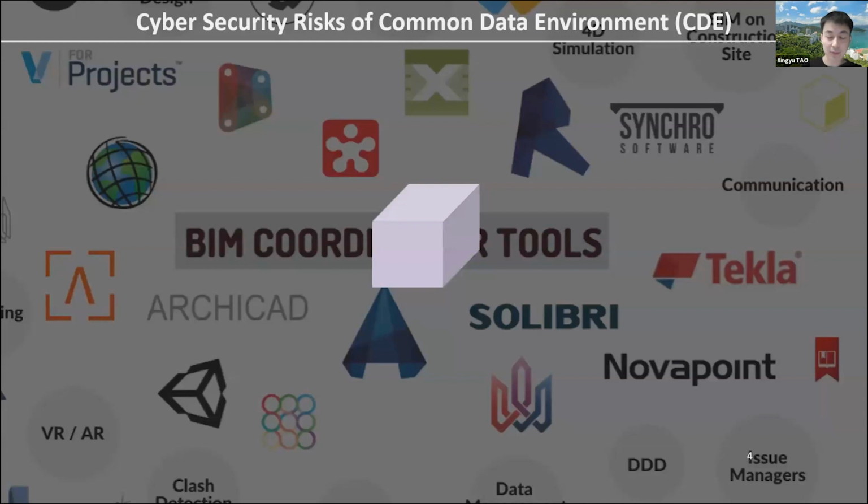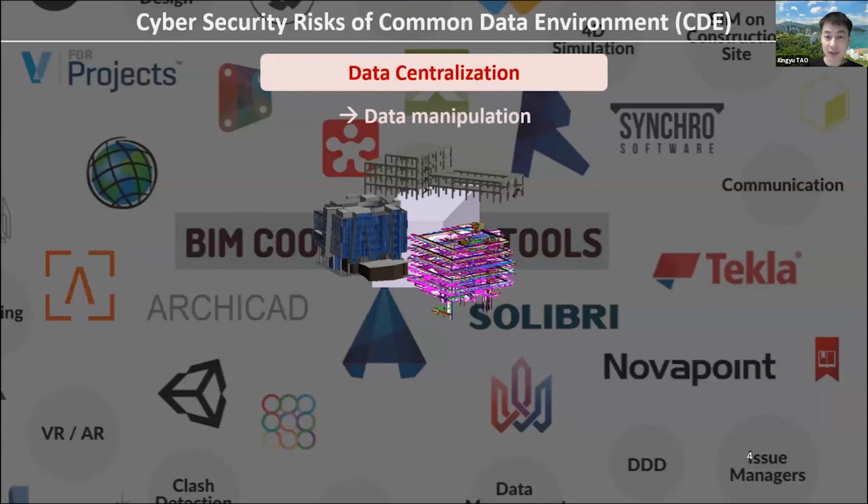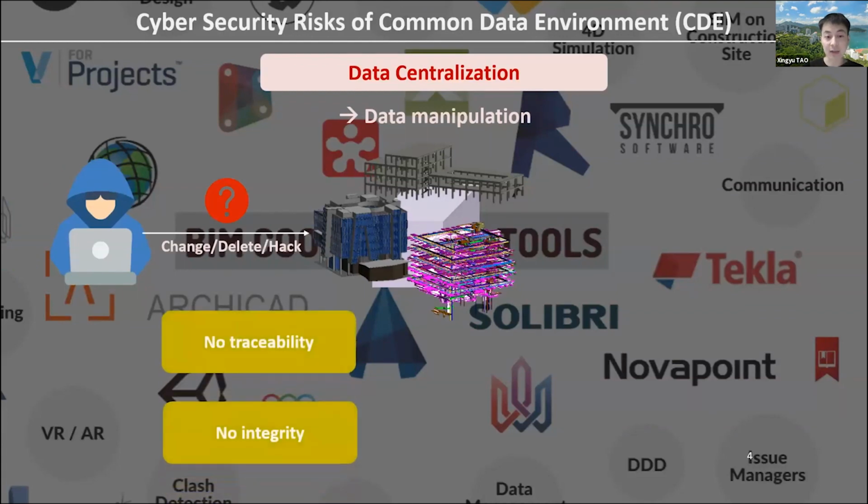So in terms of BIM, or more specifically my topic, BIM collaborative design, a lot of BIM platforms or CDE platforms rely on a centralized database. That means all the BIM data is placed in one database. This centralization raises the problem of data manipulation, where hackers can change or delete the data, resulting in no traceability and no integrity.